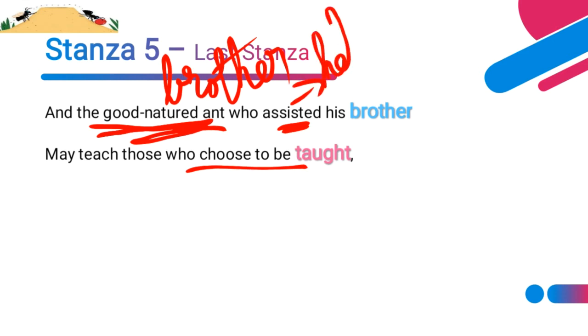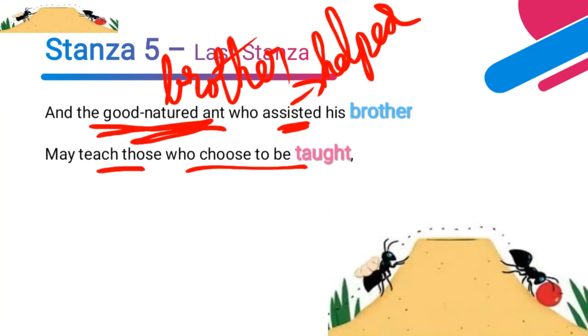H-E-L-P-E-D, helped. Okay, children, yes. May teach those who choose to be taught. So who are the chosen people here? Who are the chosen children here? Yes, you are the children. You are chosen to be taught. Taught what? Yes, the value.